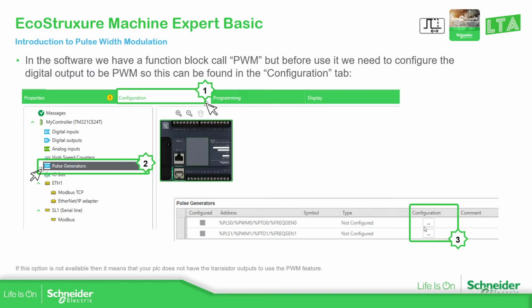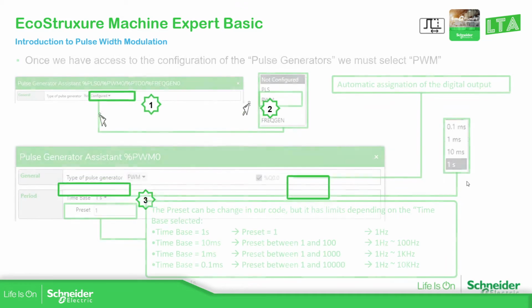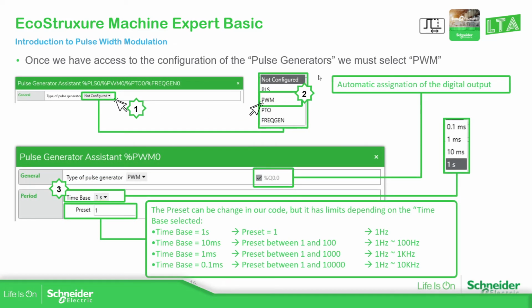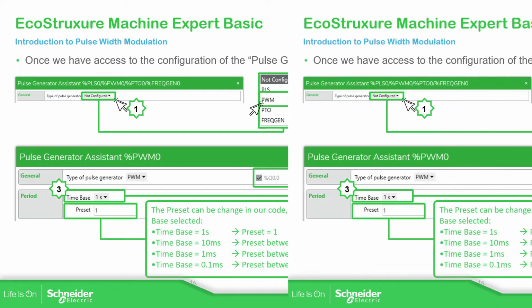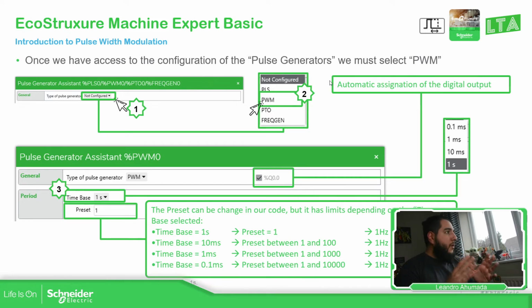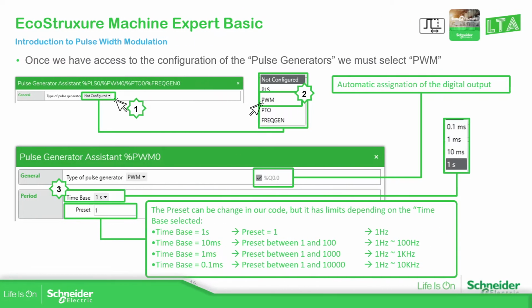We just need to click on this icon over here, the square with the 3 points, and these are the options that we have. In this case, I'm only going to focus on the PWM. The PTO, the frequency generator and the PLS I'm going to cover later. I believe the PWM is more important, so I'm going to do this one.